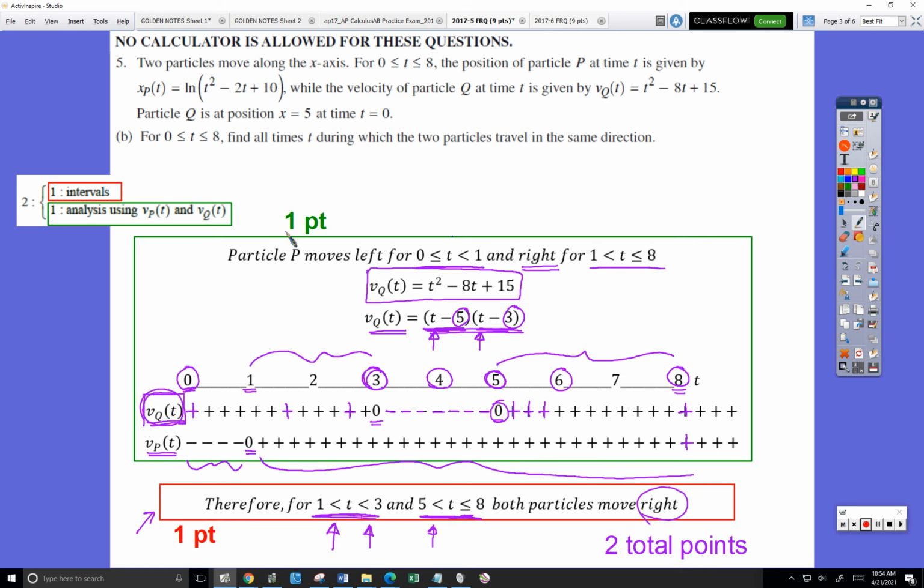For the green point, they weren't really clear exactly how much analysis you had to show. So I think as long as you show some work, you'll get that point. So 2 points total on that one.